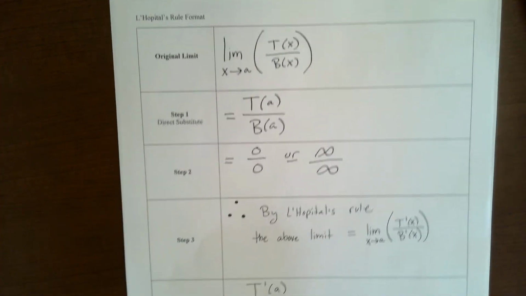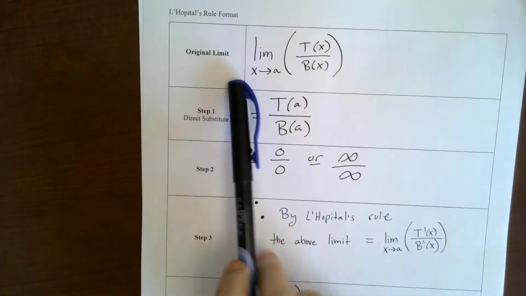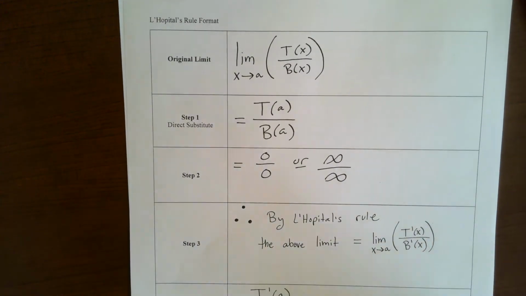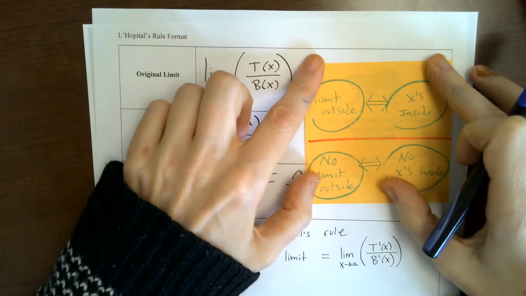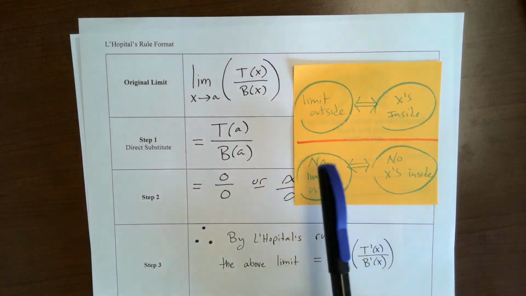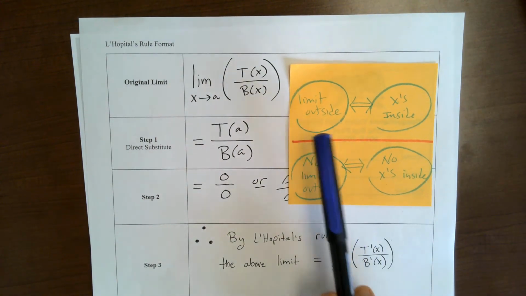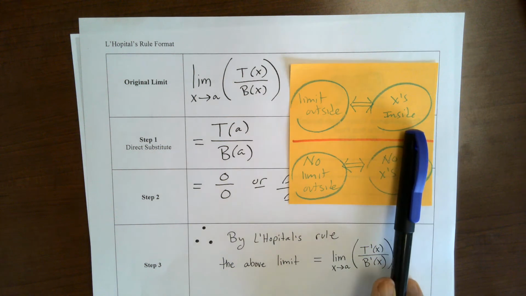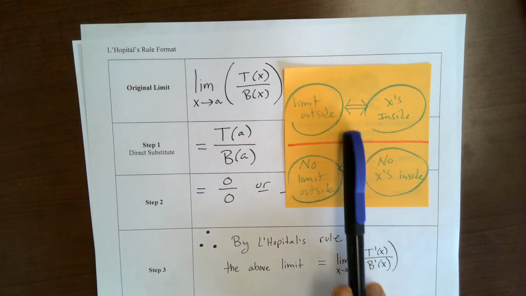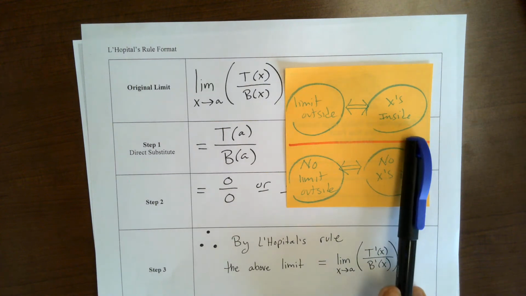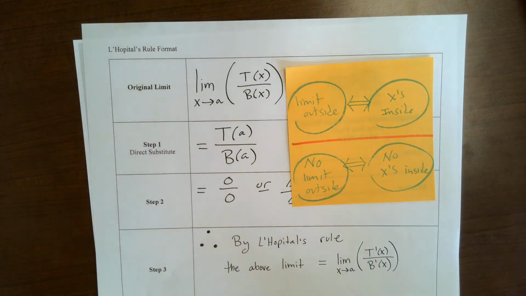Okay, so I will keep referring to this L'Hopital's rule format, and I'm also going to be referring to this because the biggest problem we had on the quiz was with our notation. So if there is a limit outside, then you need x's inside, and also vice versa. That's what that two-way arrow means. So if you've got x's inside, then you need the limit outside.